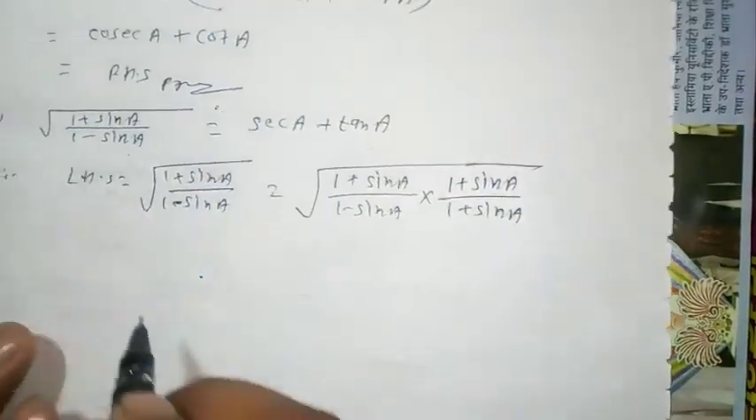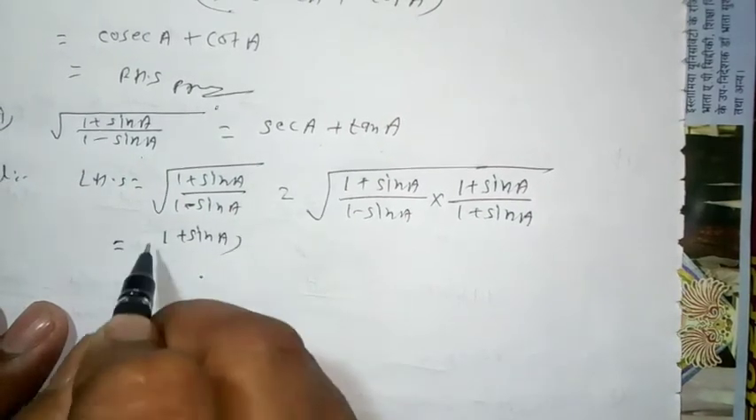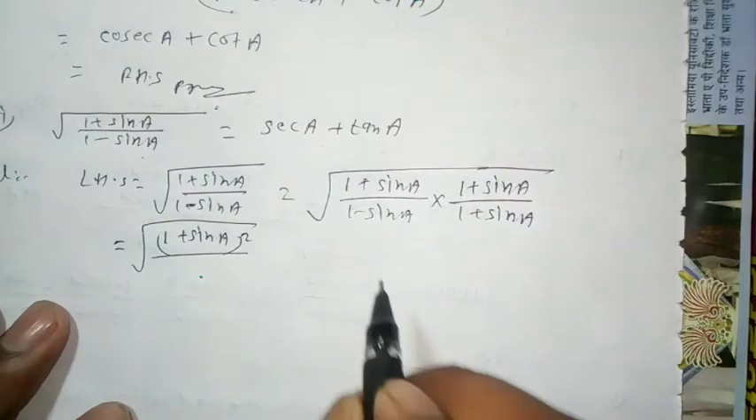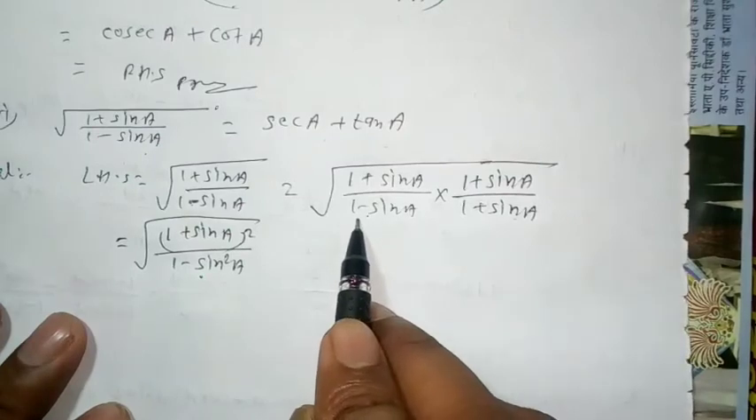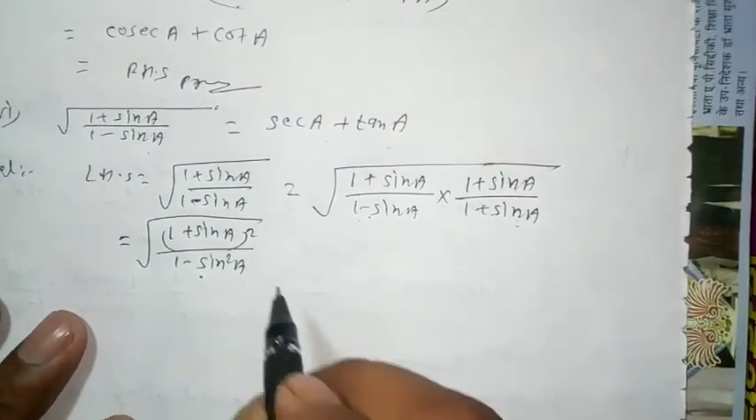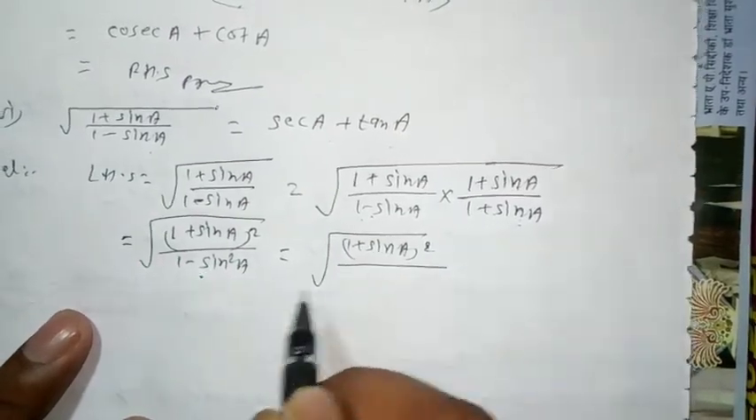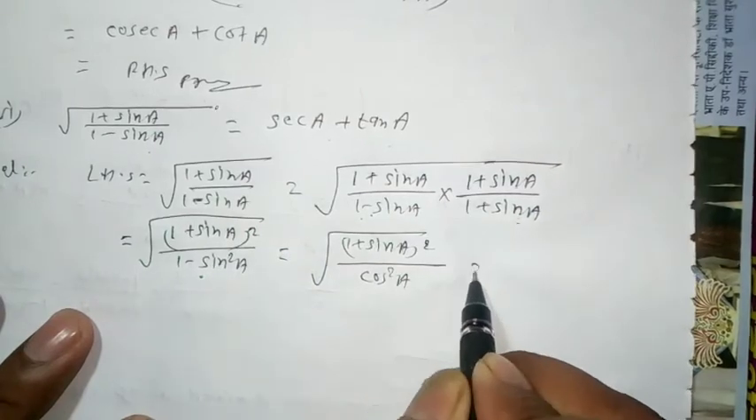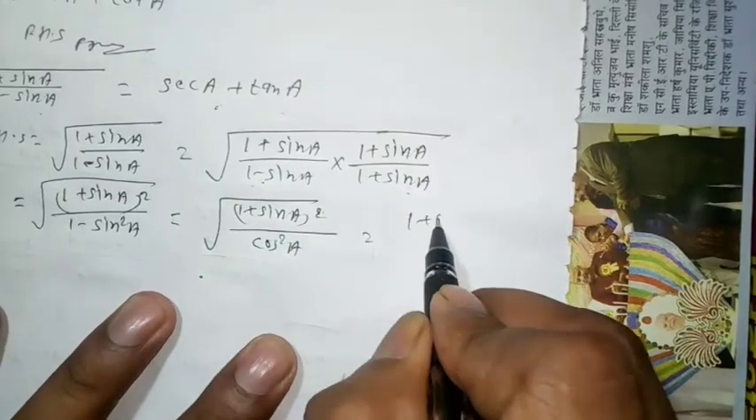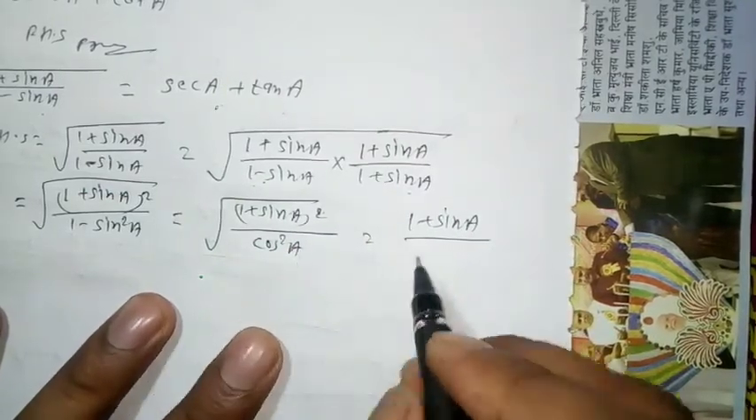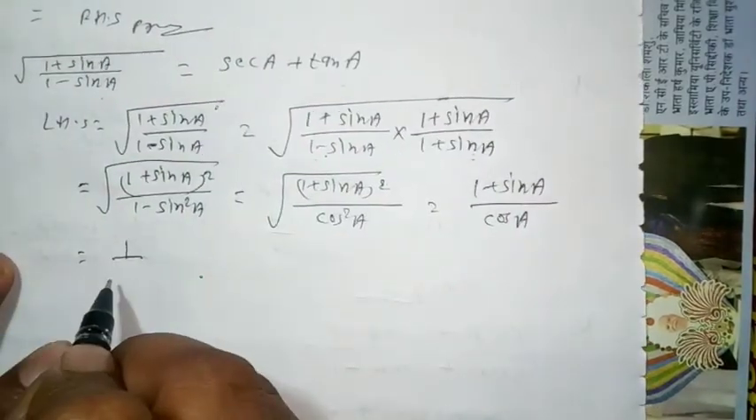Okay, then 1 plus sin a into 1 plus sin a is equal to 1 plus sin a the whole square under root. 1 minus sin a into 1 plus sin a is equal to 1 minus sin square a, because a plus b into a minus b is equal to a square minus b square. So 1 plus sin a the whole square by 1 minus sin square a is equal to cos square a, is equal to the square root under 1 plus sin a the whole square by cos square a, the root under cos square a is equal to cos a, is equal to 1 plus sin a by cos a.